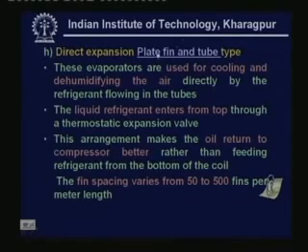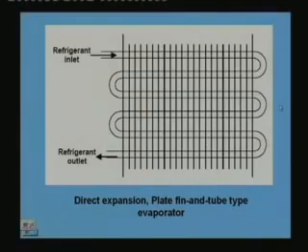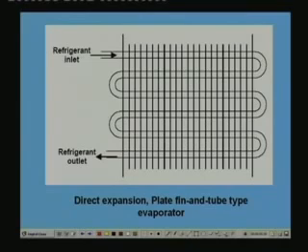So let me show the picture of this. You can see that constructionally this is almost similar to your plate fin and tube type condenser, okay. So the refrigerant which flows through this tube enters at the top, right. It flows like this through the tube, okay, and it leaves the evaporator at the bottom. Of course, you can have several rows of such tubes.